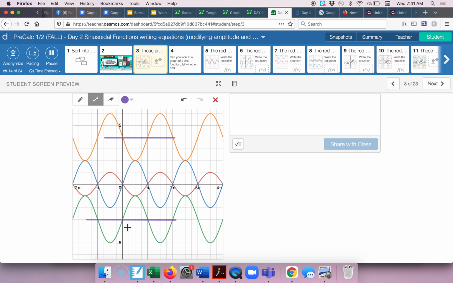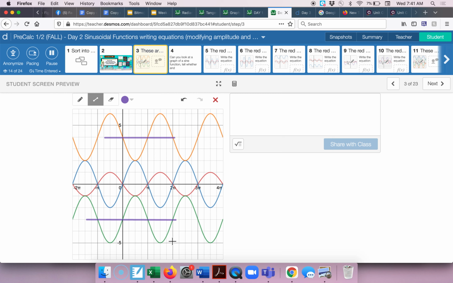I'm going to just throw this side in. If I have the midline, how do you get the amplitude? You just count up or down from the midline. What's the distance from the midline to the bottom or the midline to the top? Okay. All right, so these are all sine graphs because they start at the midline.